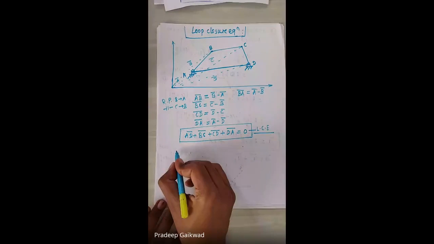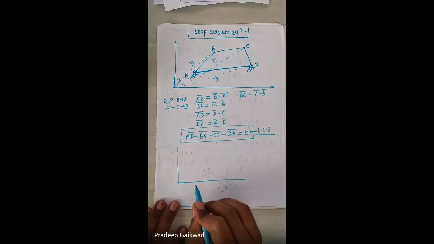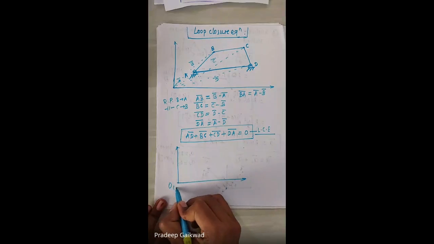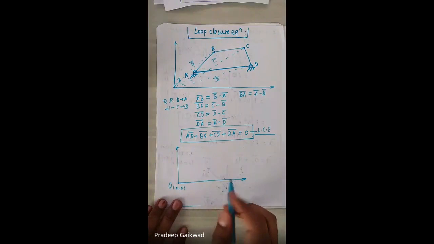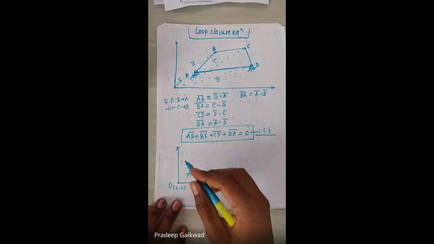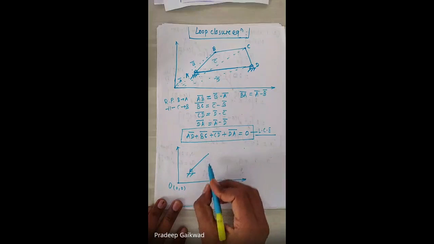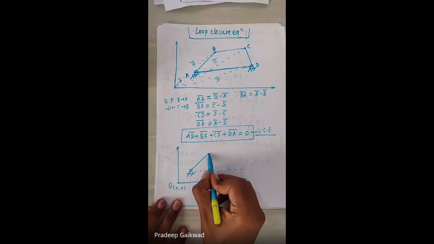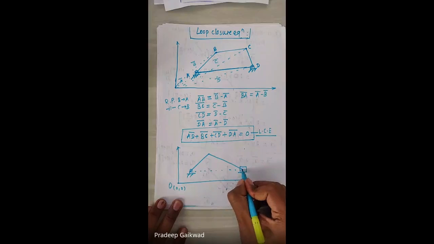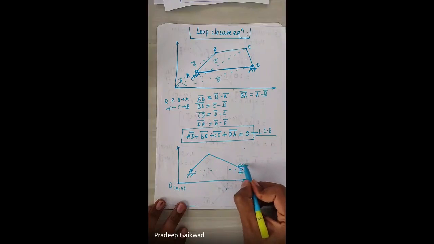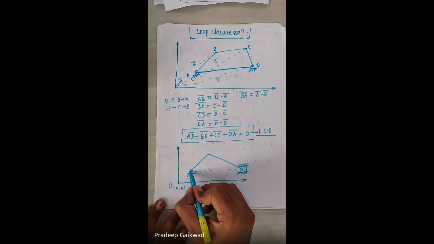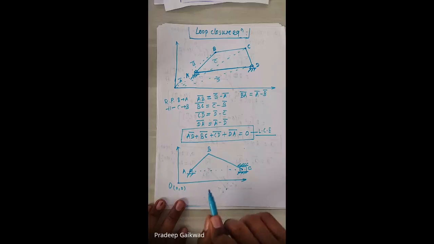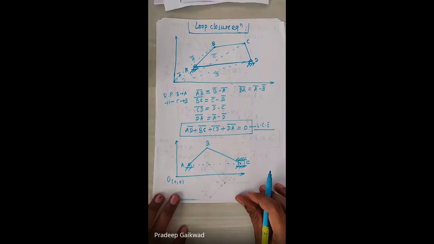So let's consider some other mechanism like this. Again, I consider a coordinate system here with respect to this origin O having 0, 0 coordinates. Let's consider a slider mechanism. Assume that there is no offset between the path of the slider and the crank center. The points are A, B, and C. Now tell me how I can write the loop closure equation here. Tell me the loop closure equation for this case.